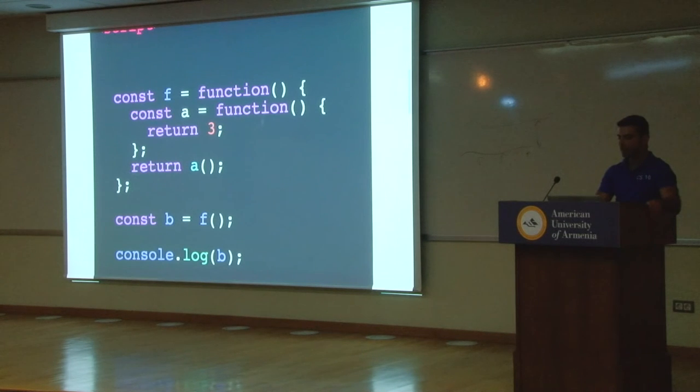Okay, if it's the same thing, then I want to return the result of calling A. What is the result of calling A? A is a function. What does it return? 3. So the result of calling A will return a 3. In other words, this whole thing will return a 3.